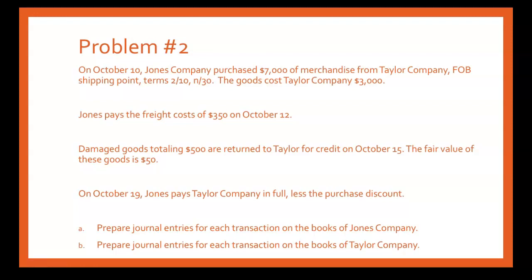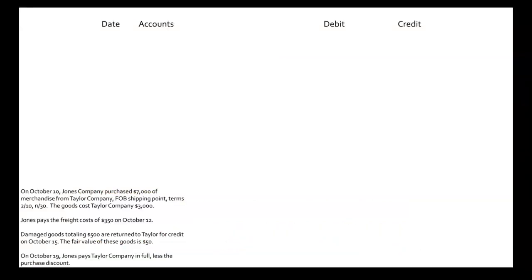Then, on October 15th, damaged goods totaling $500 are returned to Taylor for credit, and the fair value of those goods was $50. And then, on October 19th, Jones pays Taylor Company in full, less the discount. So we are first going to journalize all of these transactions for Jones Company. So we have the transactions down there in the lower left that we can reference.